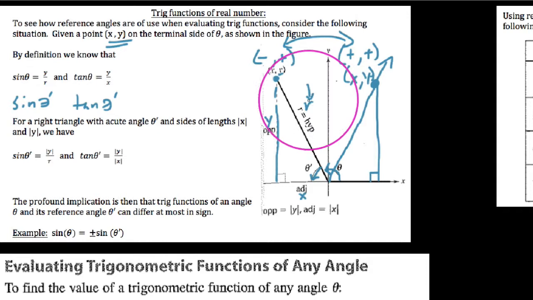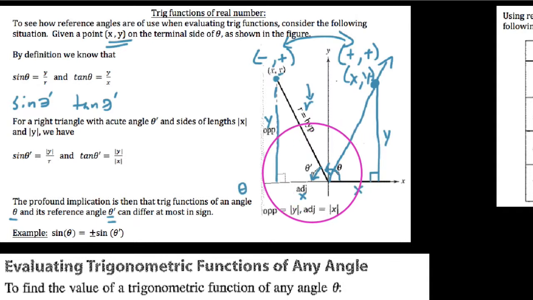Okay? So essentially, the profound implication here is this. The profound implication is that the trig functions of an angle theta and its reference angle theta prime, the only thing that could make them different, the sine of theta and the sine of theta prime, or the tangent of theta and the tangent of theta prime, you're going to have the same exact numbers because of congruency here. It's just that they can differ at most in SIGN.